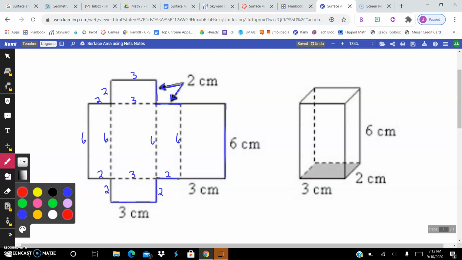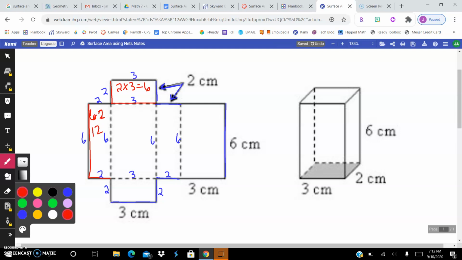Now we can just go through and find the area of each rectangle in this net. So the area of a rectangle is just base times height. For this one, we have a height of 2 and a base of 3. So this one would be 2 times 3, which is 6. This one is 6 tall with a base of 2. So 6 times 2, that one would be 12.